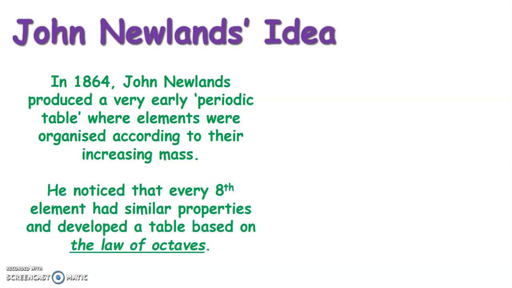Okay, so he noticed that in grouping them that way, every eighth element had similar properties to the 8 elements before it, and so he came up with a table based on what he called the law of octaves. Octaves being a reference to every 8th element. Okay, you will know in maths an octagon has 8 sides. In biology, an octopus has 8 legs. Oct means to do with 8, and therefore he came up with the law of octaves, because every 8th element had similar properties according to his system.